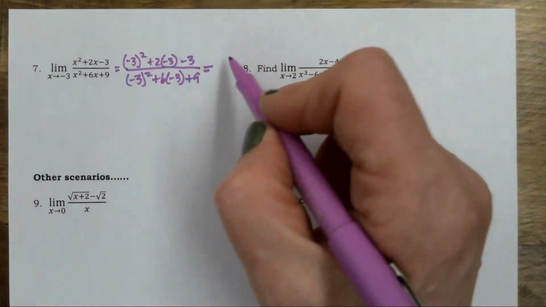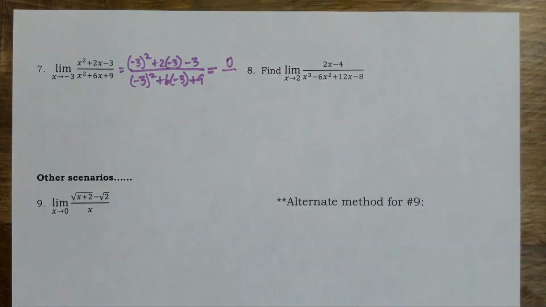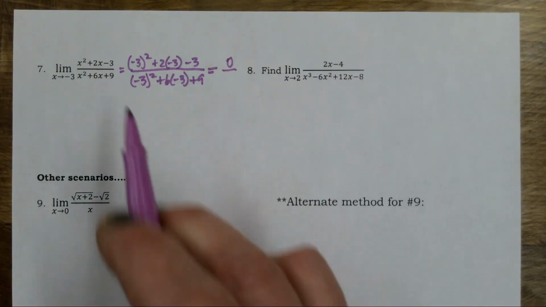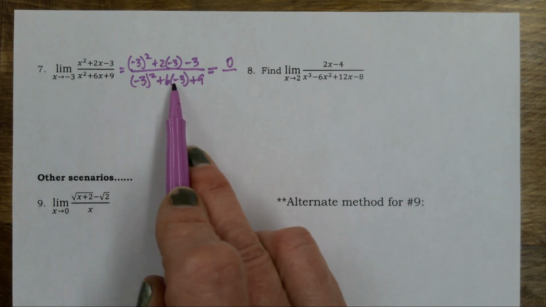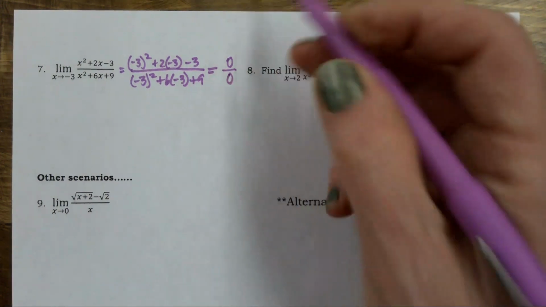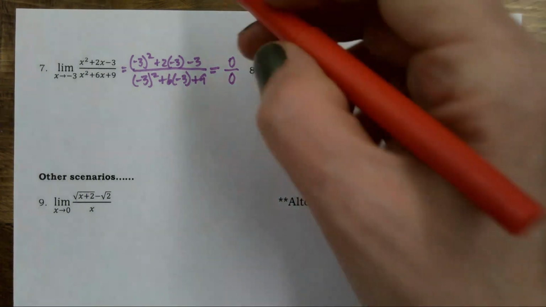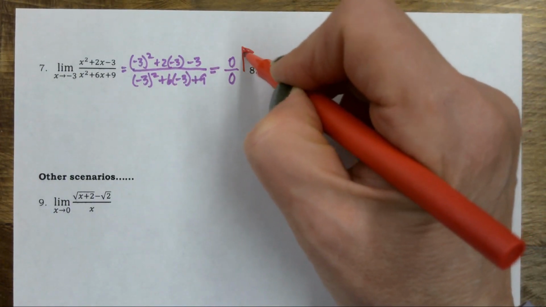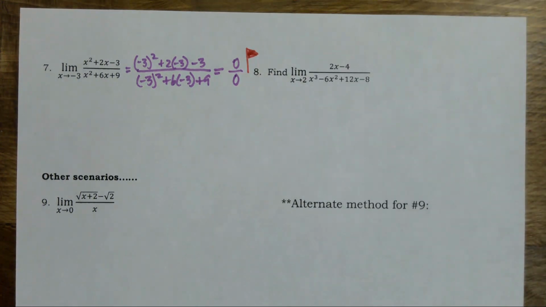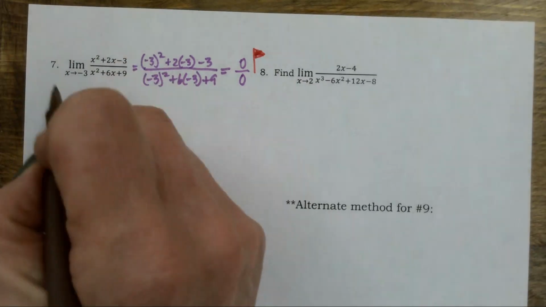I believe I get 0 on top. Then I get 9 minus 18 plus 9. I believe I get 0 on the bottom. Oh, shoot. What happened? I have to factor. Nice. Good call. So I'm going to factor this. See if I can remedy this.